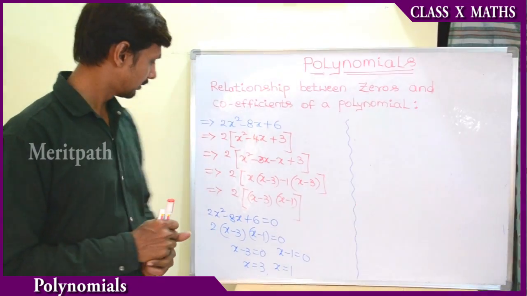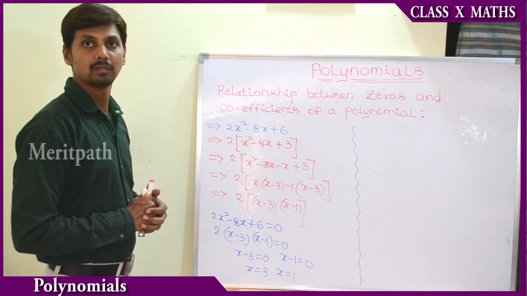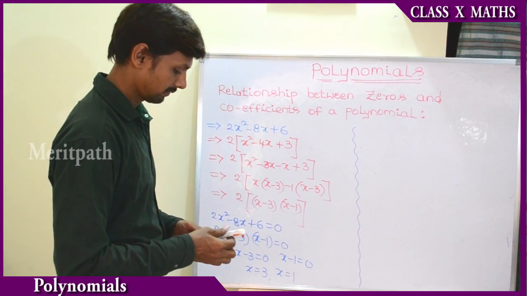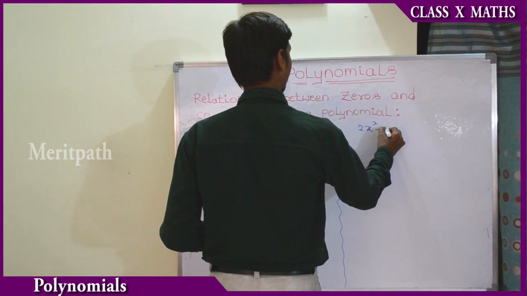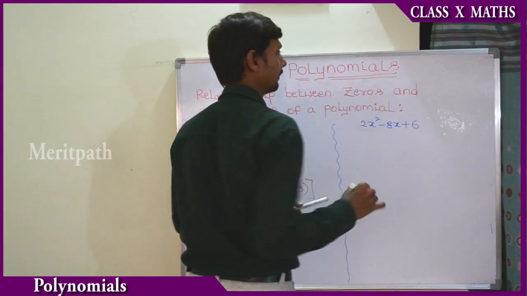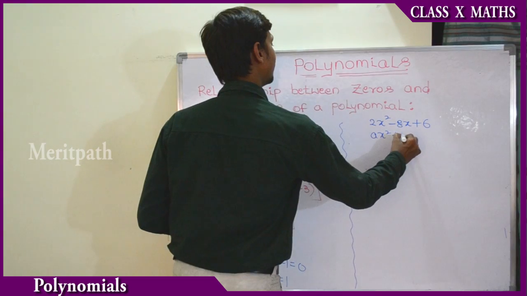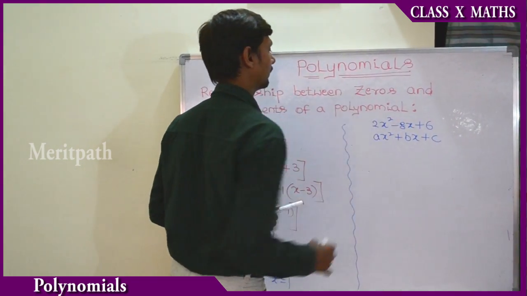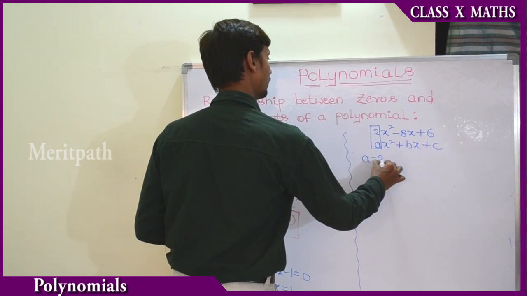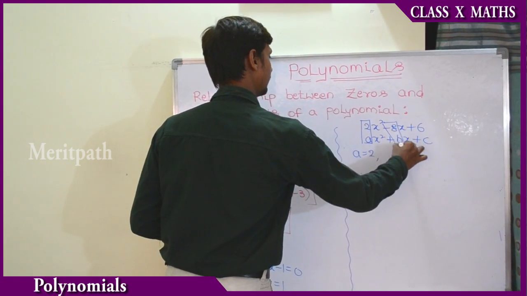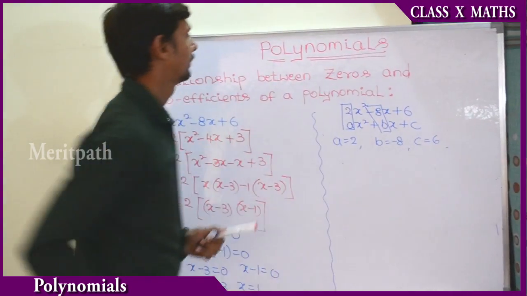From this, we'll find out the coefficients of this polynomial. That is, if we take this polynomial 2x squared - 8x + 6 and compare it with ax squared + bx + c, then the value of a is 2, the value of b is -8, and the value of c is 6.